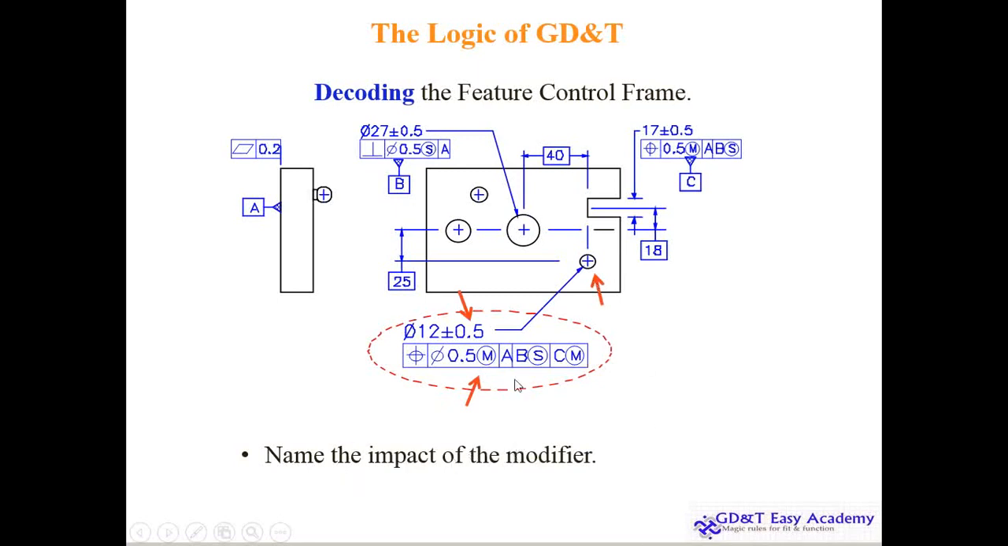And the impact of the modifier is what? So in case of a hole, the size will be reduced. In case of a shaft, the size will be enlarged. So MMC here reduces the size, because less the size of the hole, it will weigh more. That means maximum material condition.